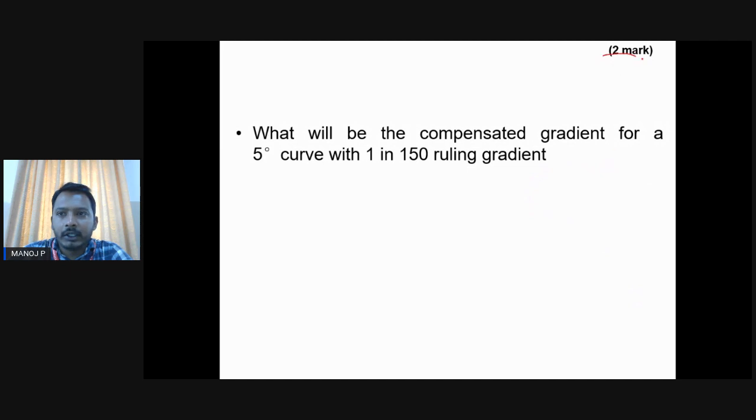What will be the compensated gradient? Look here, this is for 2 marks. What compensation is provided? What will be the compensation gradient for a 5-degree curve with 1 in 150 rolling gradient?